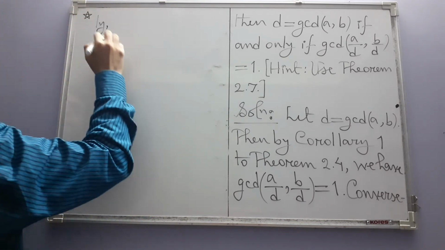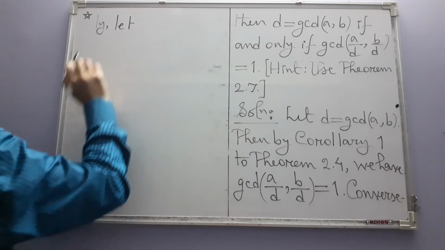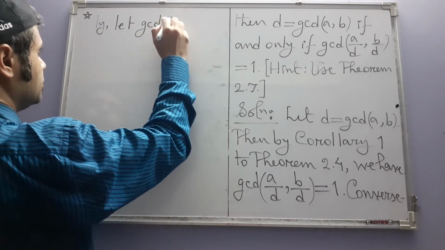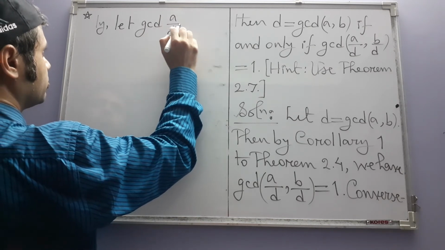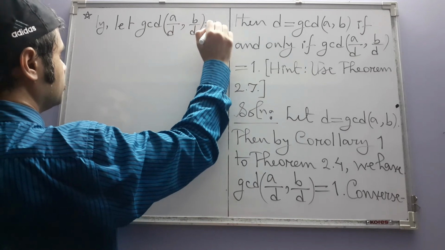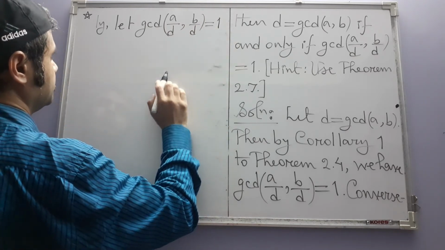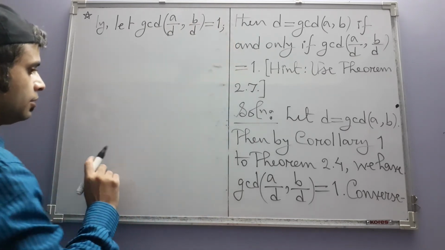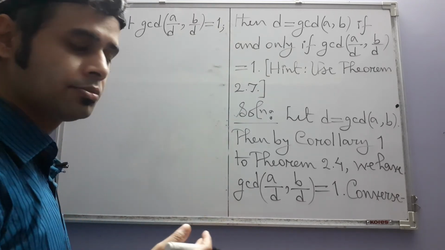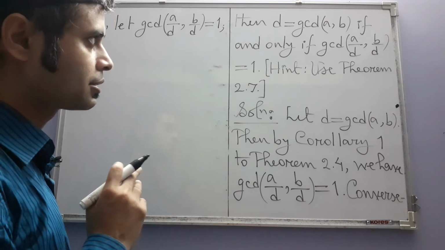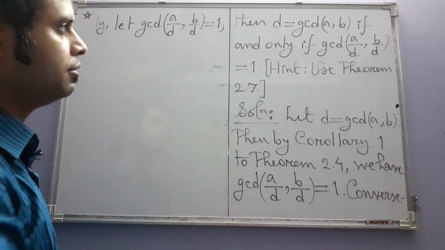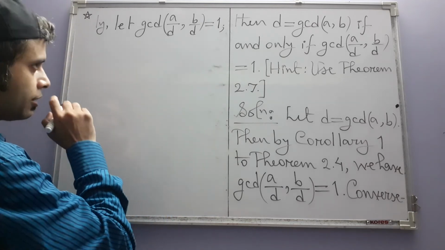Conversely, let the GCD of A divided by D and B divided by D be equal to 1. And here actually we have to assume something additional, because otherwise things may not make sense. You see, let me take one example.